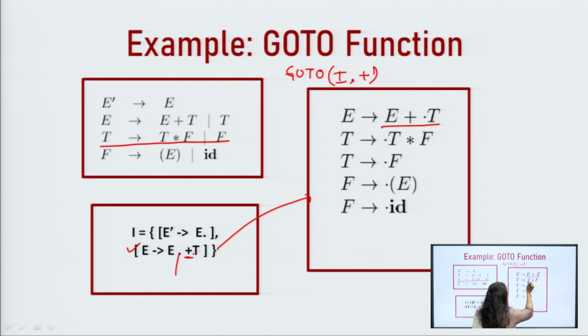So, we will write the item for the first T production, that is dot T multiplication F, then dot F. Now, we will have items with respect to F productions by putting the dot at the extreme left of the production. So, dot this part and dot ID. So, this is the method of obtaining goto.